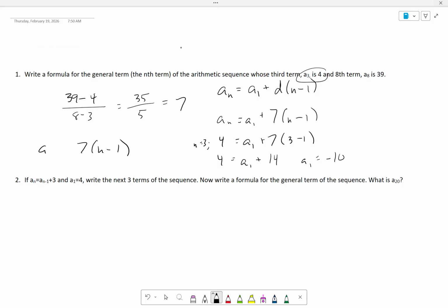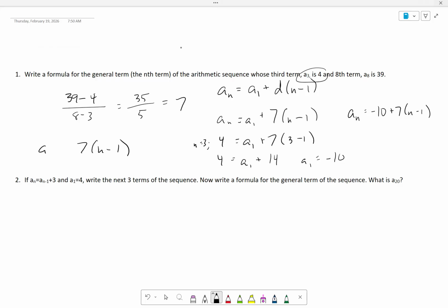So the general formula, a sub n is equal to -10 plus 7 times n minus 1. Are we good with that? Do we have to multiply that out? You can if you want to. I think this is fine as a general formula. Another word for general term, did he tell you another word for that? Explicit.